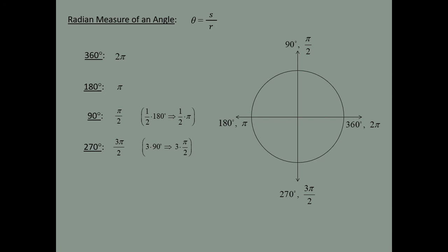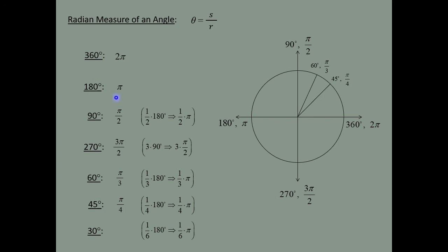Now let's complete our list with our 3 special angles. 60 degrees, that's 1/3 of 180 degrees, so the radian measure will be 1/3 of pi, or pi over 3. 45 degrees is 1/2 of 90 degrees, or 1/4 of 180 degrees. That gives us a radian measure of 1/4 of pi, or pi over 4. And 30 degrees is 1/6 of 180 degrees, so we get 1/6 of pi, or pi over 6, for its radian measure.